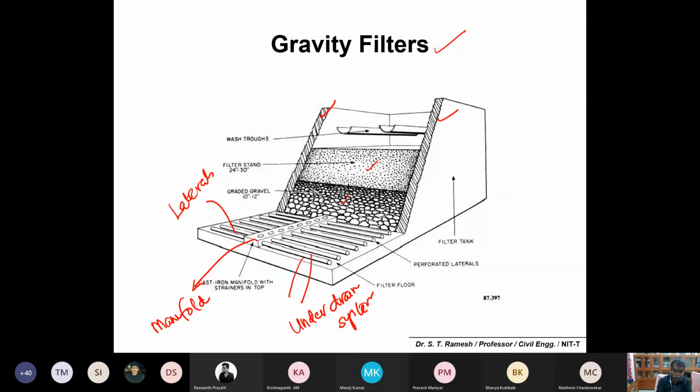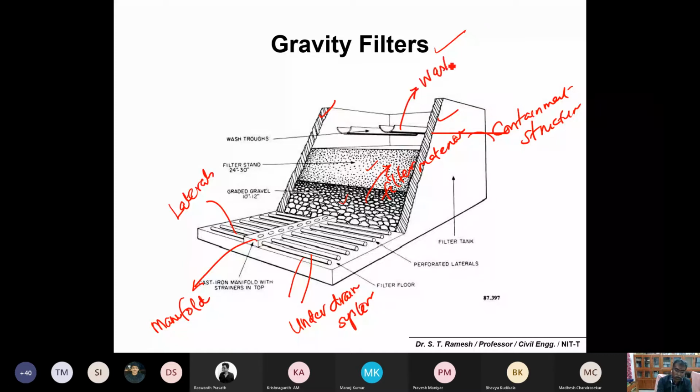Is it okay? This is your containment structure. This is your filter material. At the top you can see the wash water troughs. Is it okay? Is it fine?